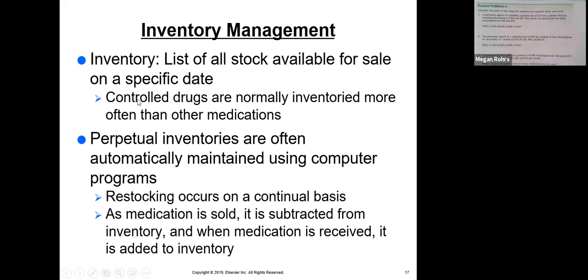In the pharmacy, controlled drugs are definitely going to be inventoried more often, especially in an institutional setting. You're usually going to do a count of your controlled inventory at the end of every shift change in a hospital.